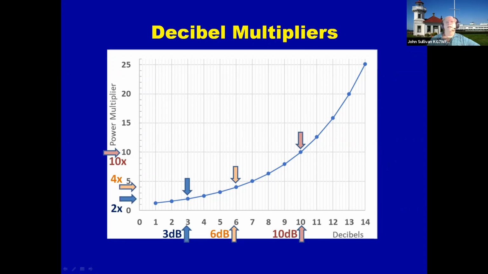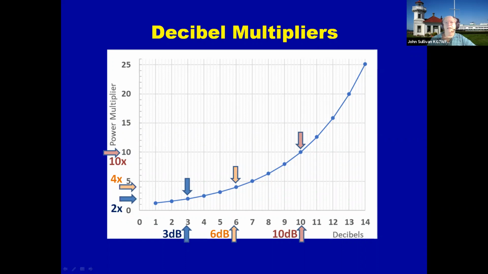You need to know that if you double something, it increases by 3 dB. If you have half of something, it's minus 3 dB. And the dBs add together. So if you double something, it's 3 dB. 3 and 3 is 6. That would be quadrupling, 4 times.